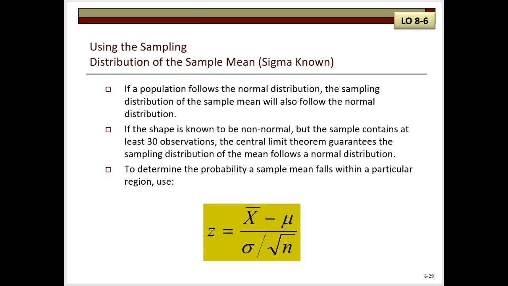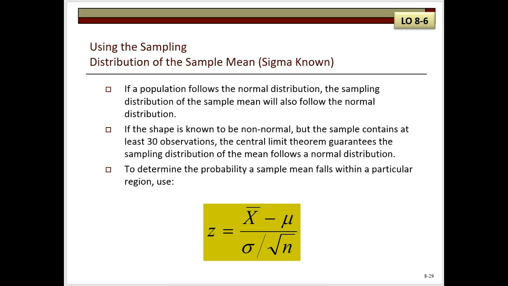In computing probabilities using the sampling distribution of the mean, there are two common distributions that are used, the z-distribution and the t-distribution. We use the z-distribution, otherwise known as the standard normal distribution, if the population standard deviation is known and the population is assumed to be normal. If the population is not normally distributed, but the sample contains at least 30 observations, the central limit theorem guarantees the sampling distribution of the mean to follow a normal distribution.